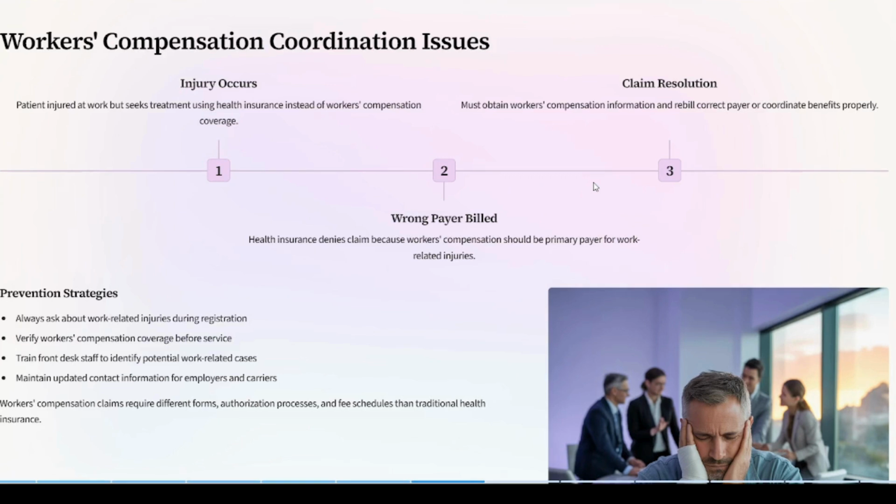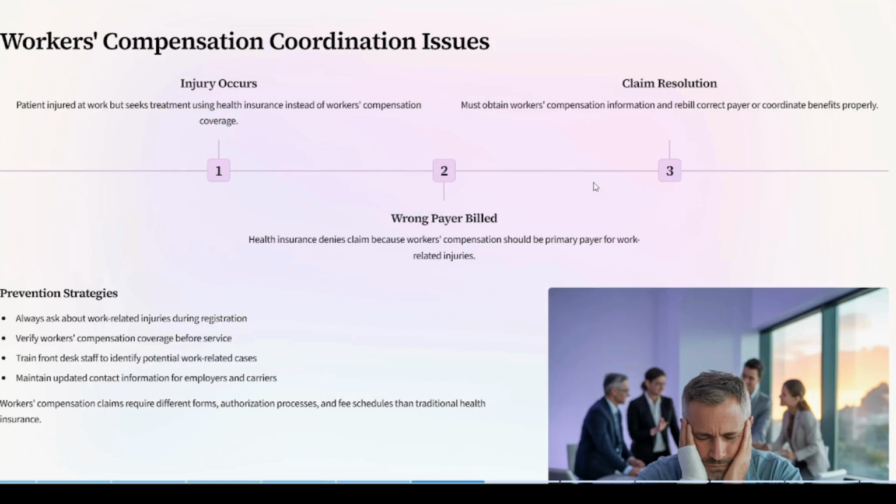Next, we have workers' compensation coordination issues. Injury occurs. Patient is injured at their job but seeks treatment using health insurance instead of workers' compensation coverage. All right, so that will cause a denial. It'll come back saying the patient has workers' compensation benefits. So you want to make sure you're billing workers' compensation first before you're billing the health care coverage.